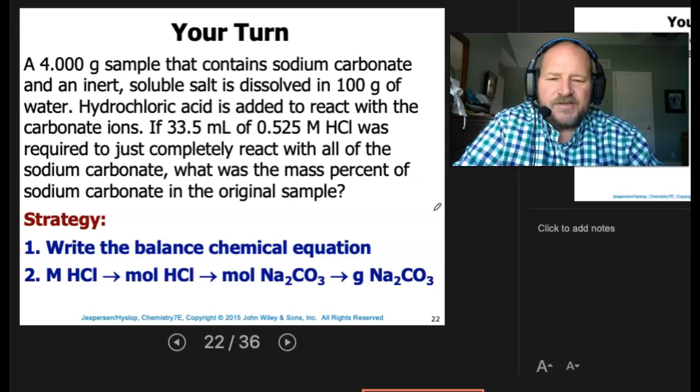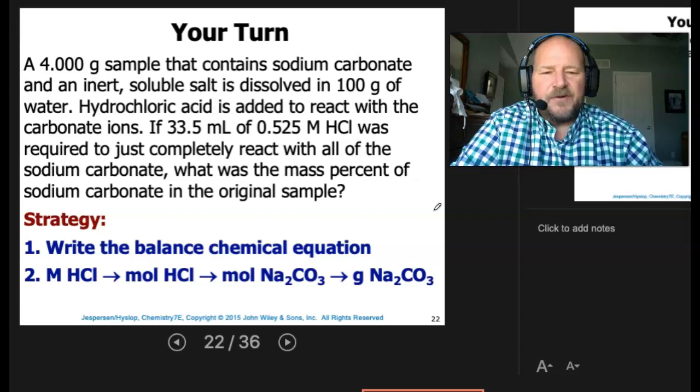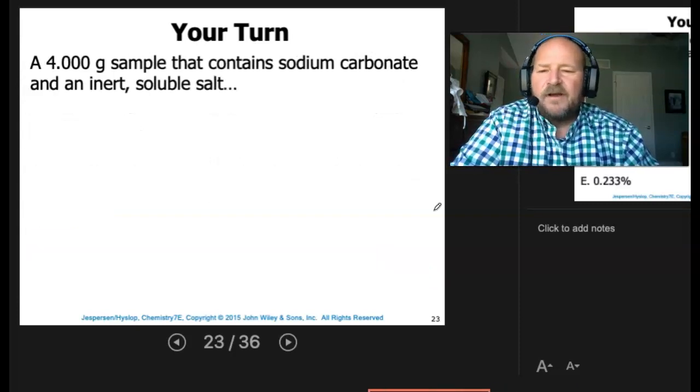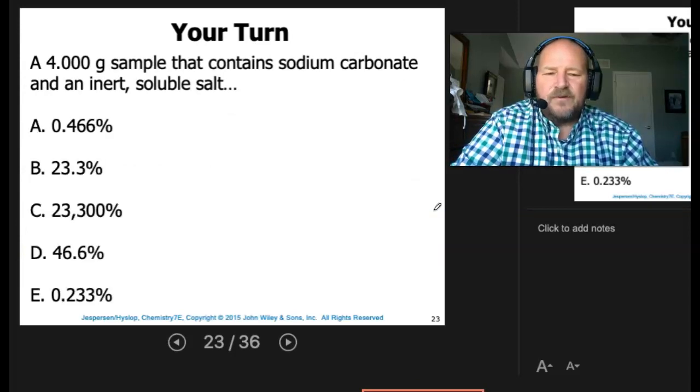All right, so you've got a strategy now. I'm going to give you another long pause here. All right, so just in case you weren't able to get started and just needed some strategy, now let's see. A 4 gram sample that contains sodium carbonate and an inert soluble salt works out to be what percentage? And hopefully you got 23.3%.